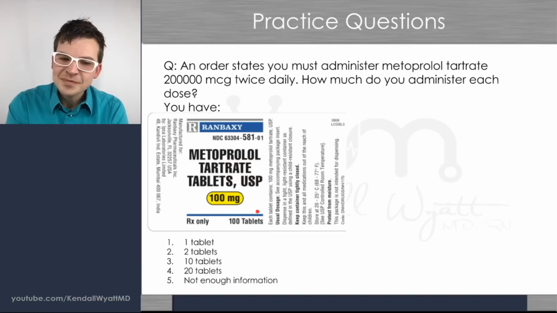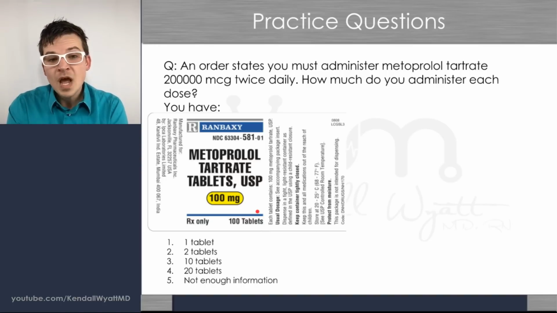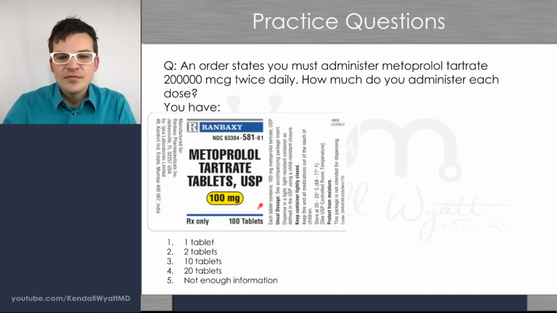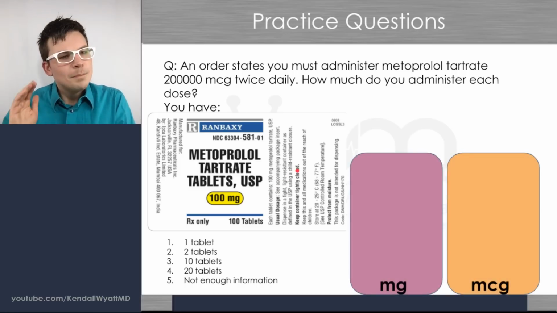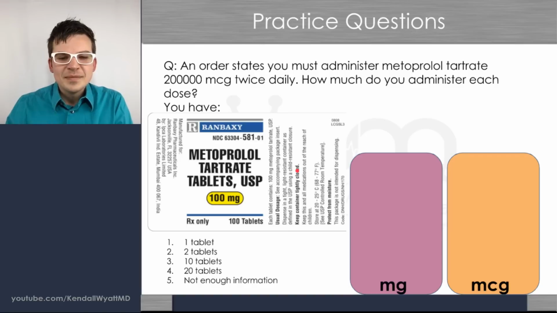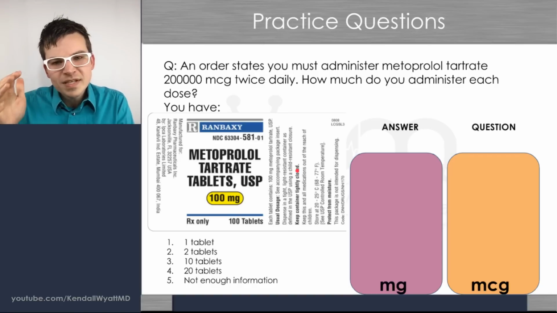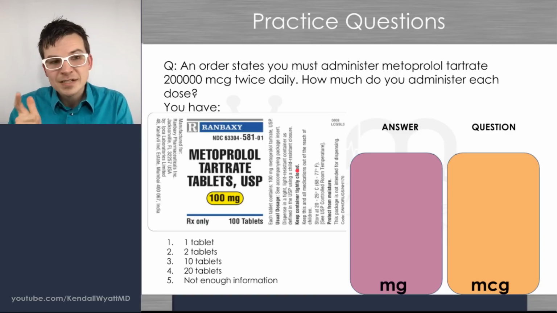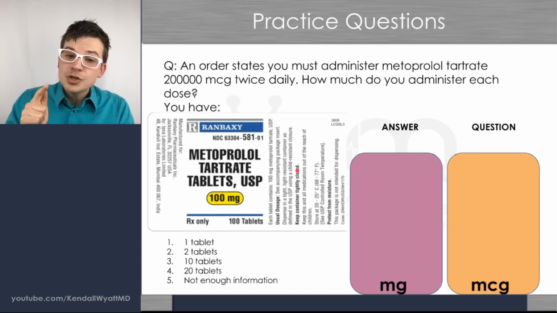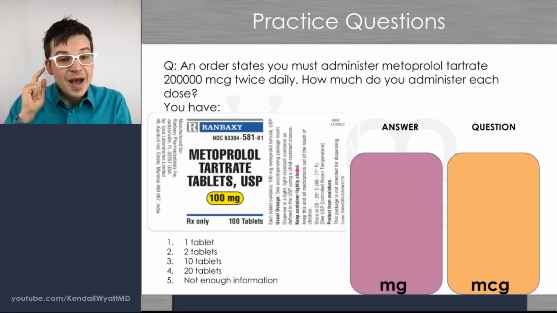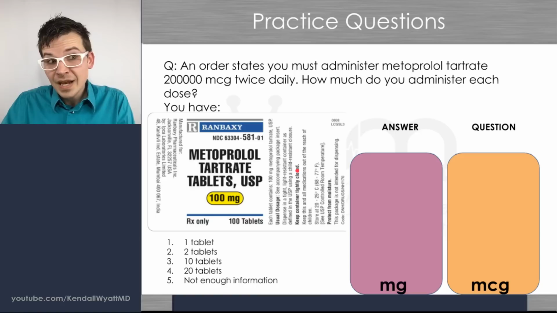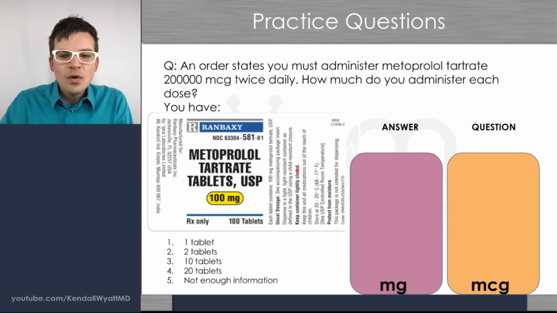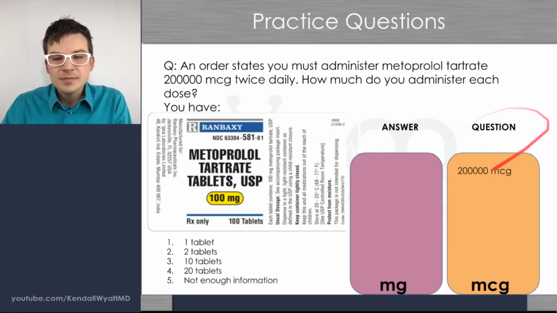Did you get the answer? Well, let's work through it together. So 200,000 micrograms twice daily, that's what you need to give. Of course, micrograms is not going to do you any good. What you know is, well, what's in the question and what does the answer need to have? Well, the answer needs to have milligrams, and your question has micrograms. So the first thing you should do is convert everything to what you have on hand, or what the answer is.